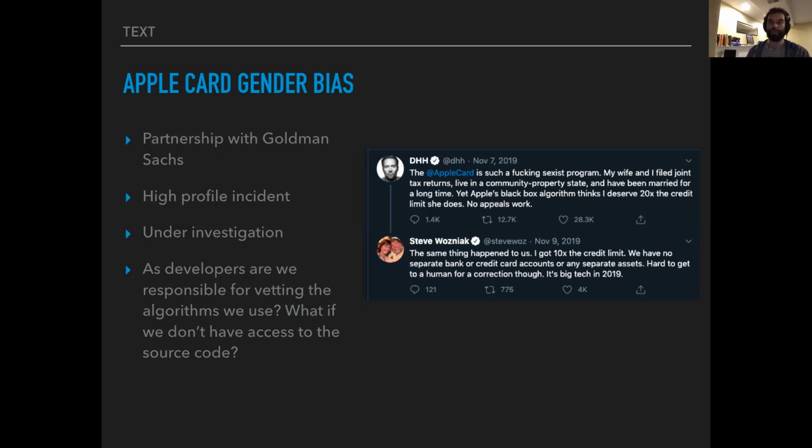So in November of 2019, the New York Department of Financial Services launched an investigation into this matter, and they have not yet published their results. And my question with this example is, as developers, are we responsible for vetting the algorithms we use, even if we didn't create it? And what do we do if we don't have access to the source code?